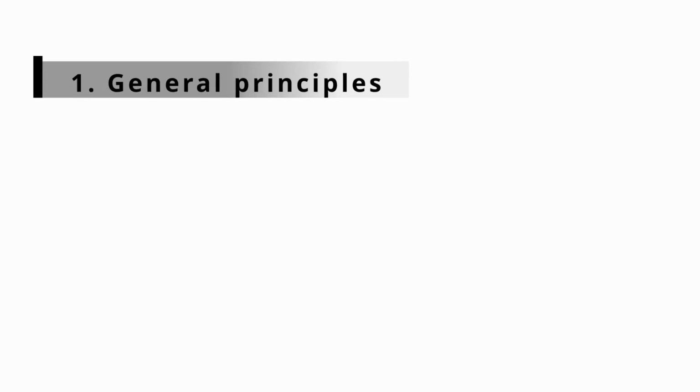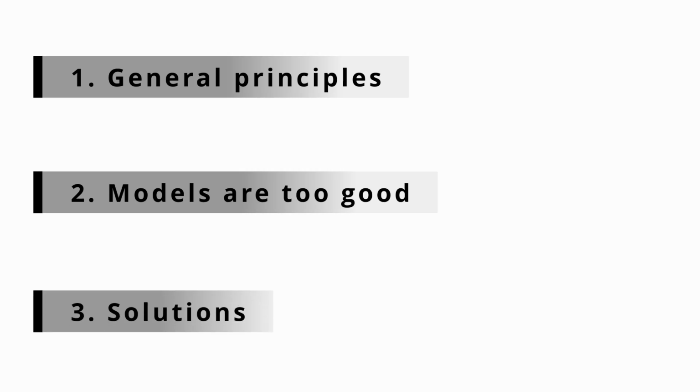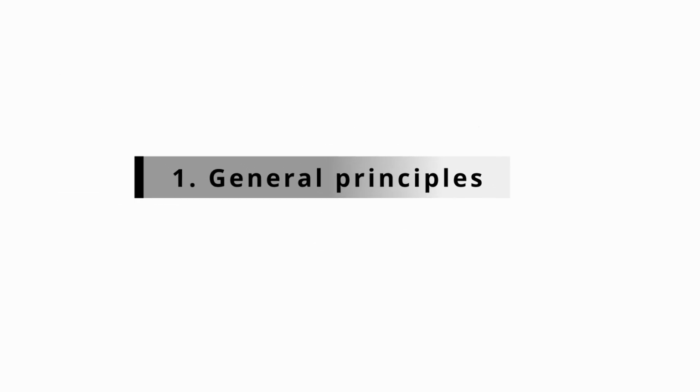I will split this topic into three parts. The first part will be about the general principle of machine learning. The second part will be about why it sometimes happens that the model is too good and why this is not really what we want to have. And the third part will be about how to address this issue. So let's start with the first part, the general overview of how machine learning works.